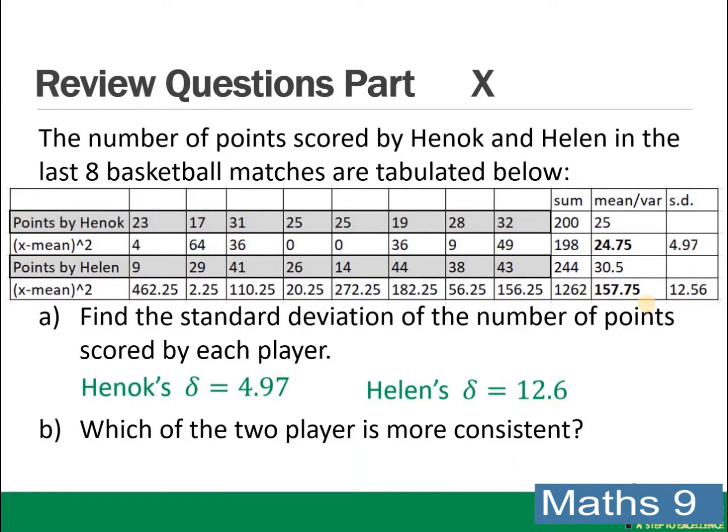Which of the two players is more consistent? Henok, because he has a smaller standard deviation, which means he has a smaller spread and his values are closer together.